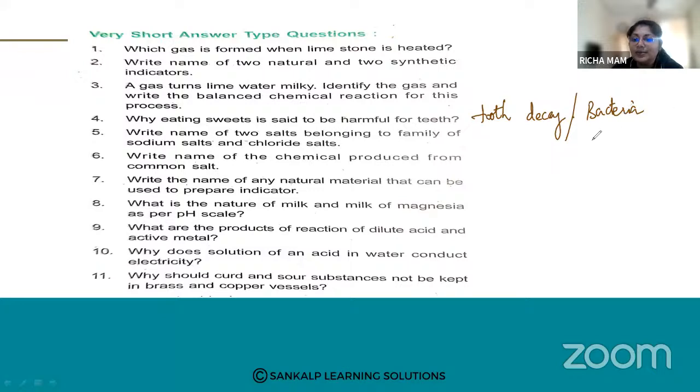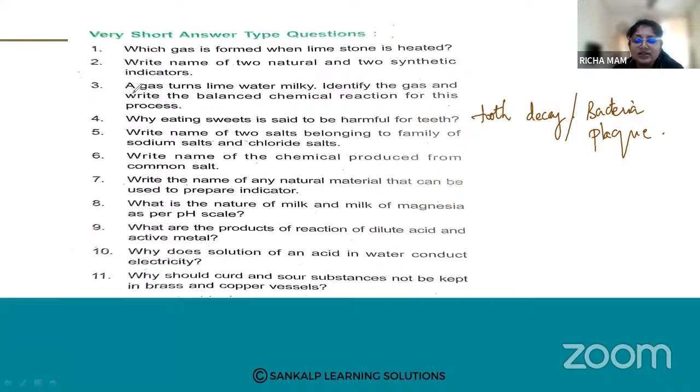Then due to plaque formation also, whatever sugar is there in your mouth gets combined with the saliva and bacteria, and it forms a plaque on your teeth. The enamel gets dissolved by this plaque, and due to that, more cavities will be formed.